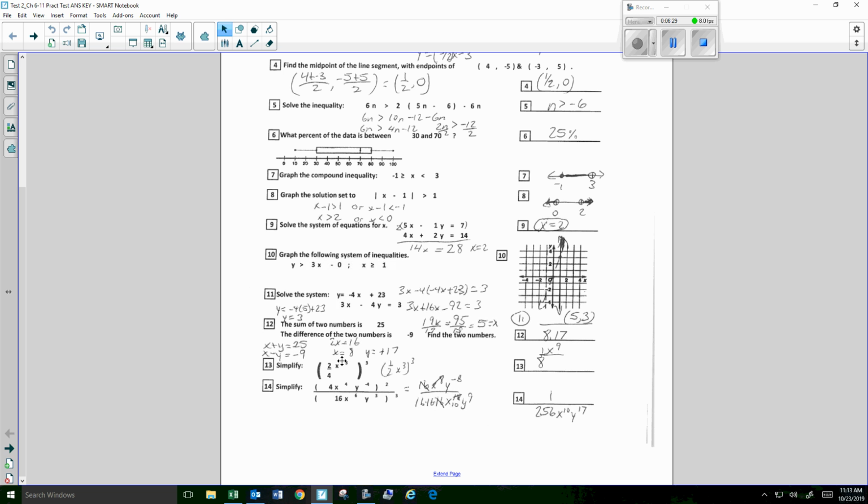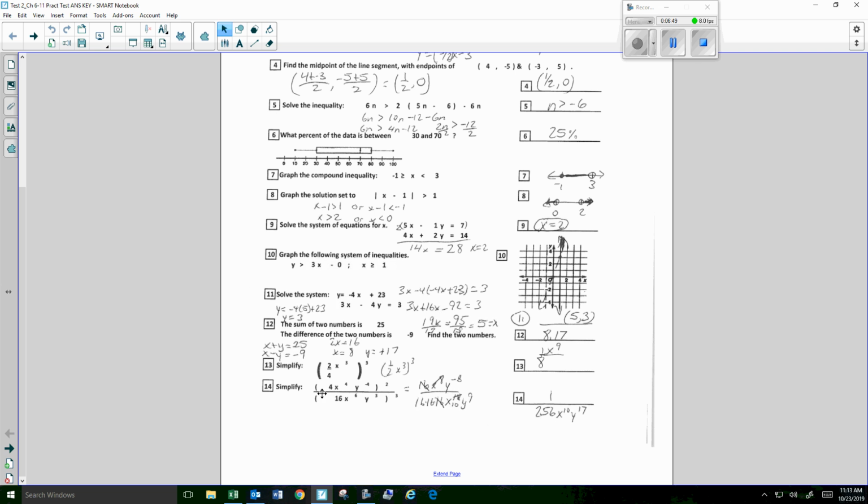13. I want to first reduce what I can inside the parentheses, and then I'll cube it afterwards. So 2 fourths reduced is 1/2, and that's x cubed. 1/2 has to be distributed to everything inside. So 1/2 cubed is 1/8, and x cubed is x to the 9th.